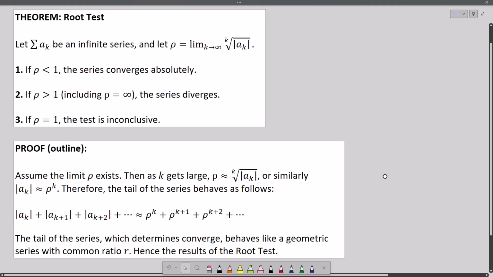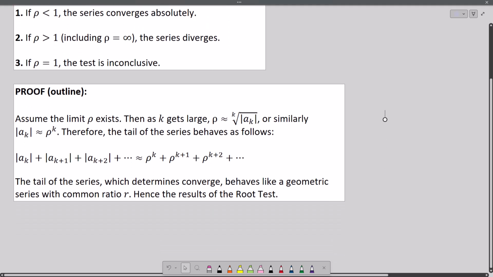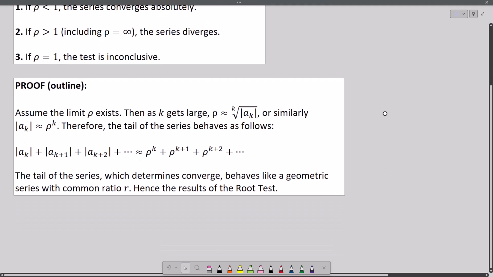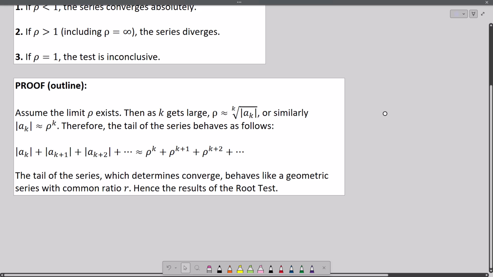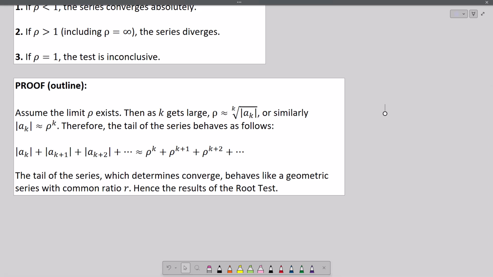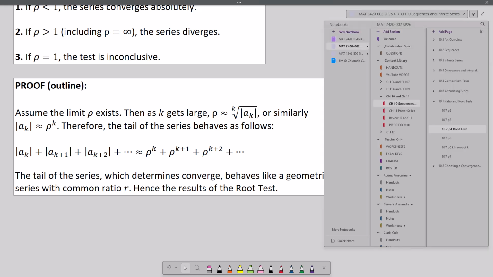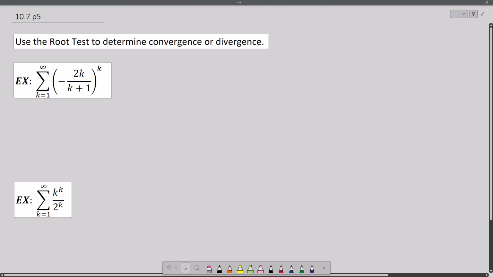If you're out in the tail, rho is equal to the kth root of the absolute value of a sub k. So when you're far out in the tail, rho is approximately equal to that. If you raise both sides to the kth power, you get the absolute value of a sub k is approximately rho to the k. So in the tail, you have a constant multiplier of rho. So it's geometric, so you have the same conclusion that the geometric series would have. So root and ratio both mimic geometric series.